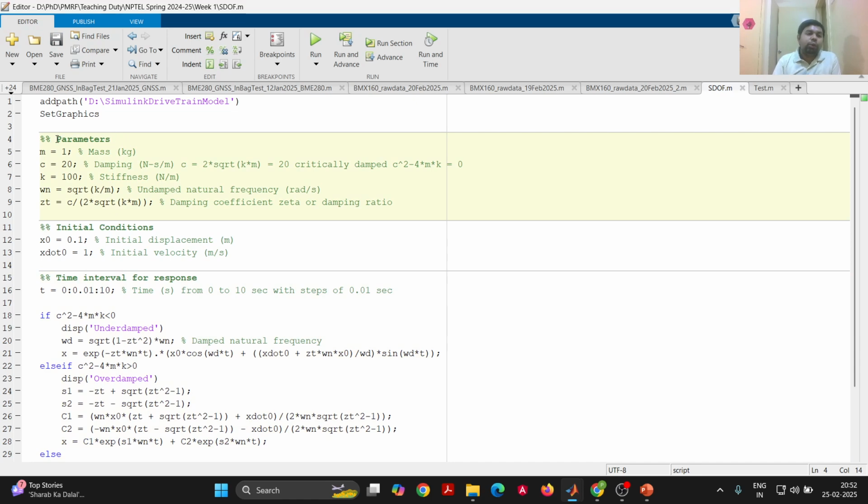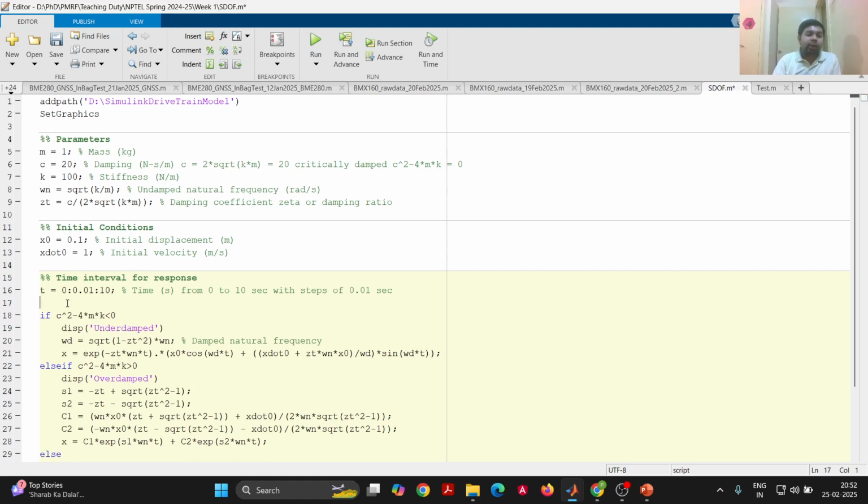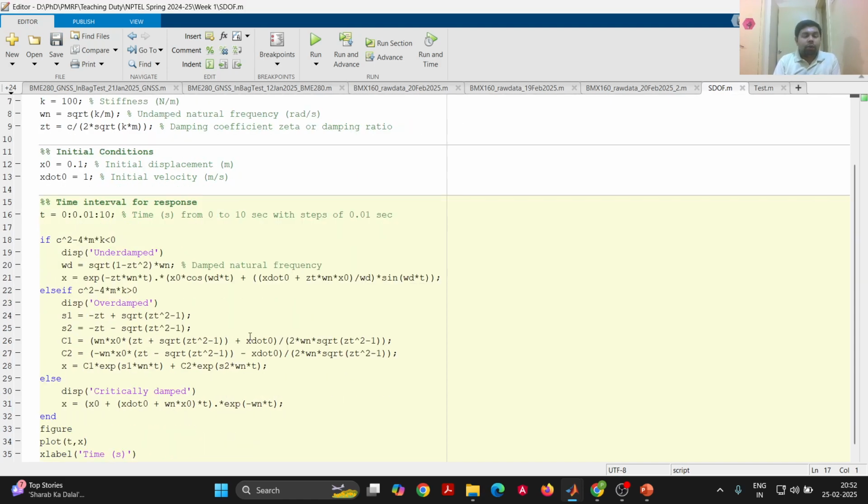So these are, for any given set of parameters, any given set of initial conditions, and a given time interval, the three major inputs to this code. And now we come to the part where we actually check in which category the response will fall: whether the system is underdamped, in the overdamped regime, or critically damped.